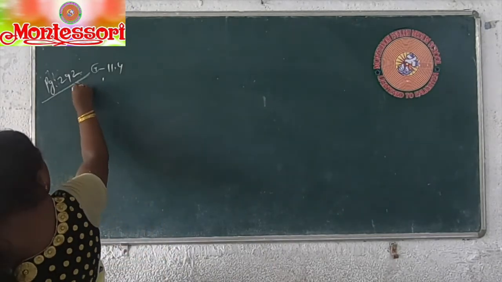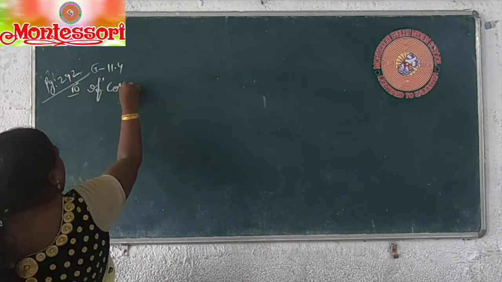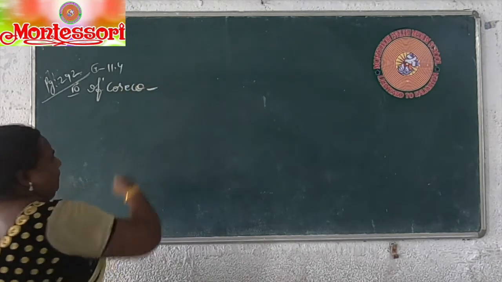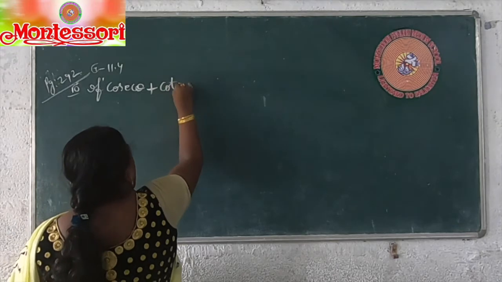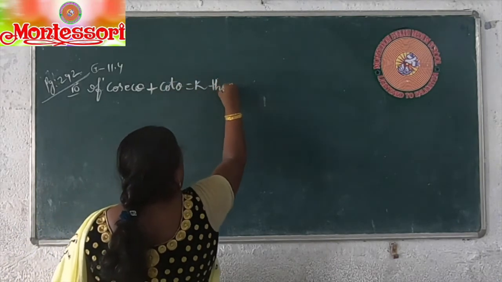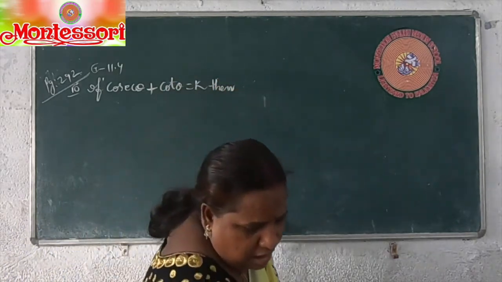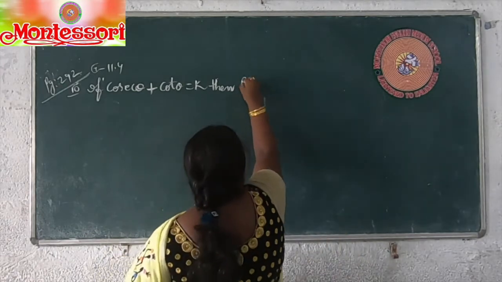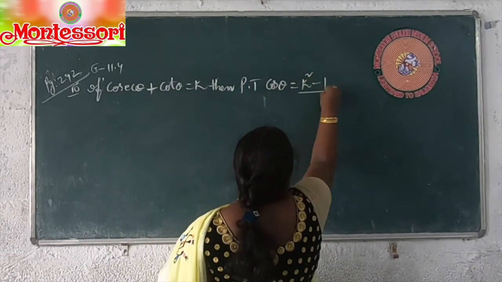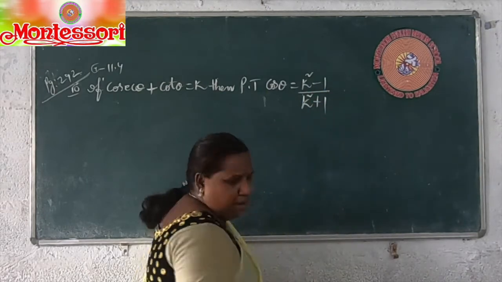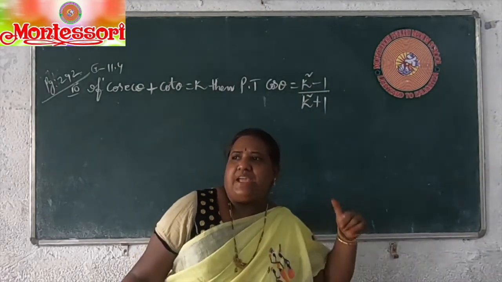If cosec theta plus cot theta is equal to k, then prove that cos theta is equal to (k square minus 1) by (k square plus 1). So that's what we have to prove.